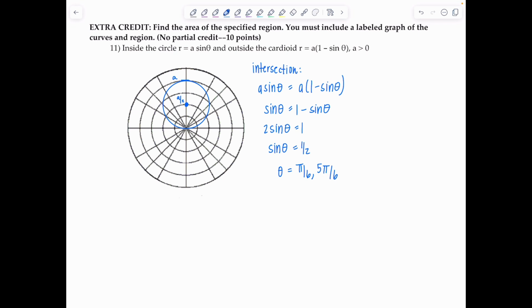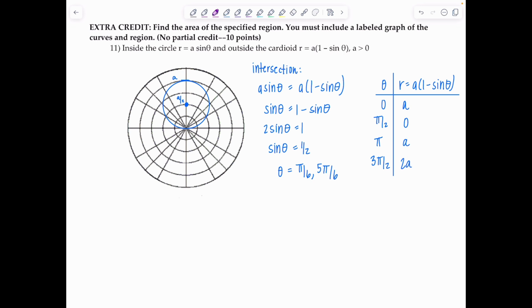Okay, and then to graph the cardioid, I already have the circle taken care of. If you want to make a table, you can. You can do theta and then r, which is a times 1 minus sine theta. And cardioids are always traced out 0 to 2 pi. I would just hit your quadrantal angles. Don't get too carried away. 0, pi over 2, pi, and 3 pi over 2. So let's see. If theta is 0, r is a. If theta is pi over 2, r is 0. If theta is pi, r is a, and then 3 pi over 2, 2a.